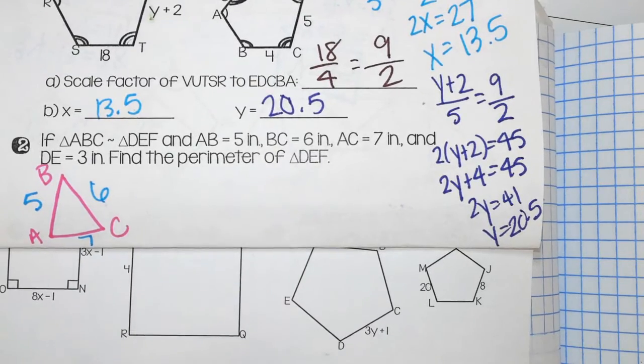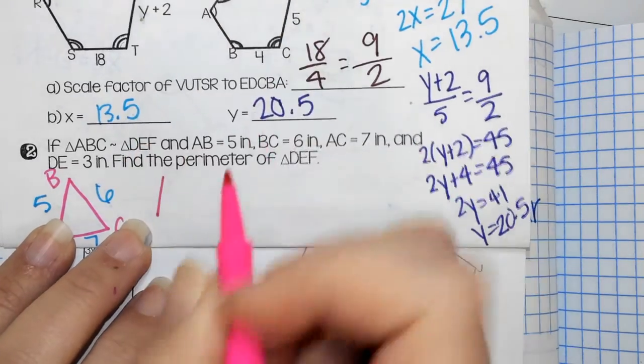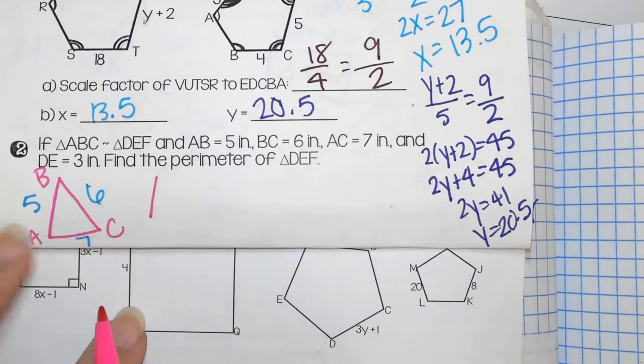Alright, so should we draw DEF a little smaller? Yes. Well, it tells us the DE is 3. So wouldn't that be smaller than 5?